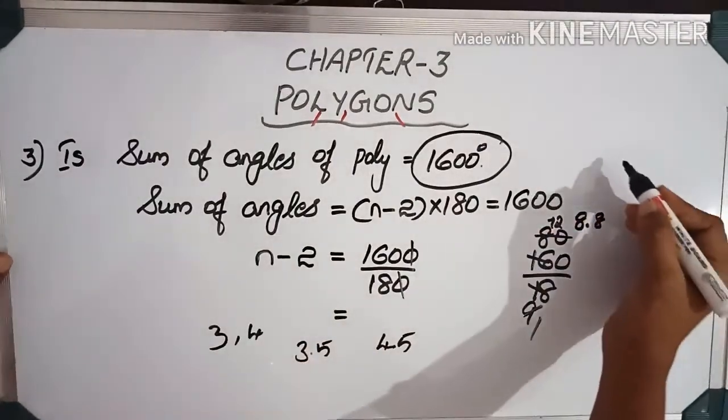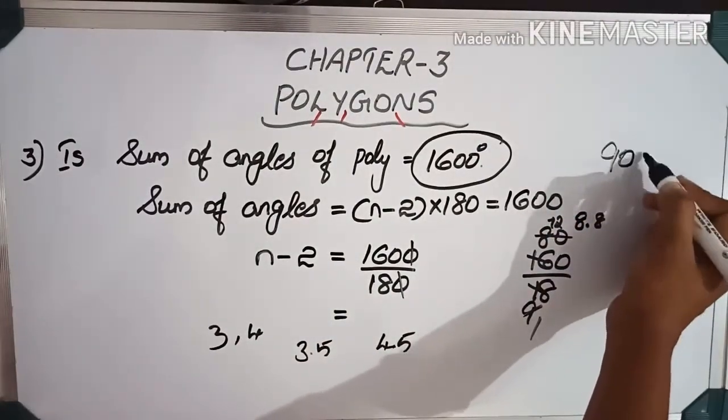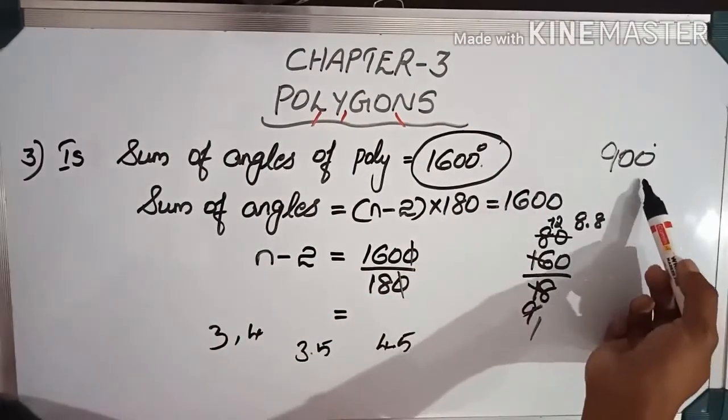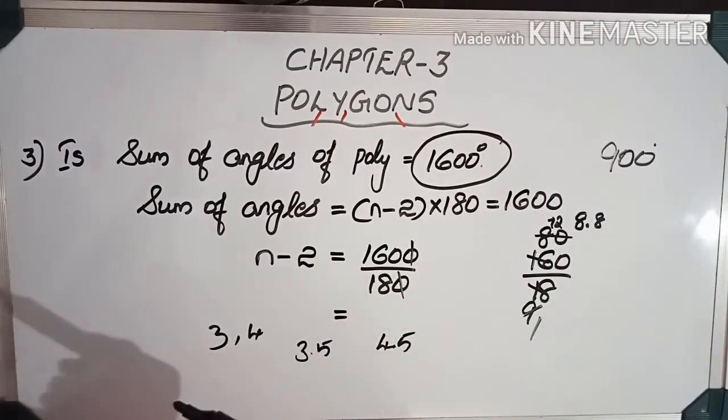Similarly, try to do the second sub question, that is 900. Okay, same as this. You just check whether 900 is possible or not, considering the same method.